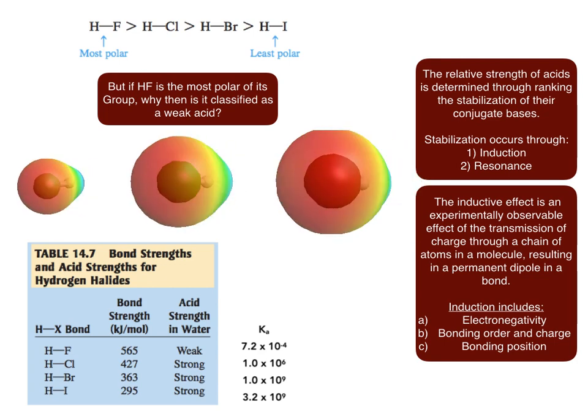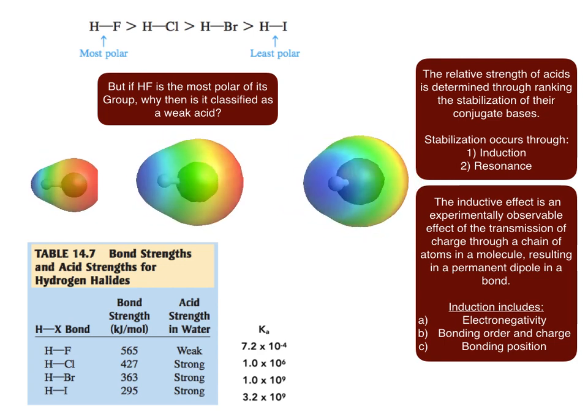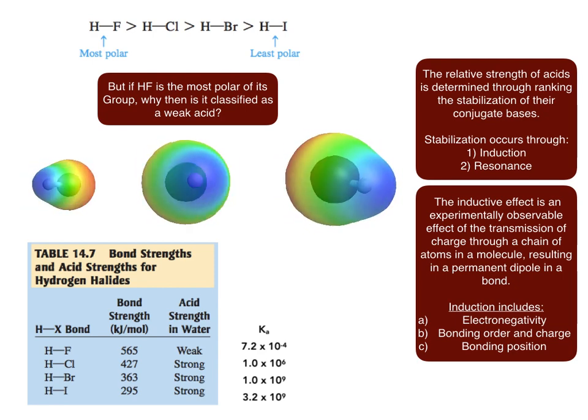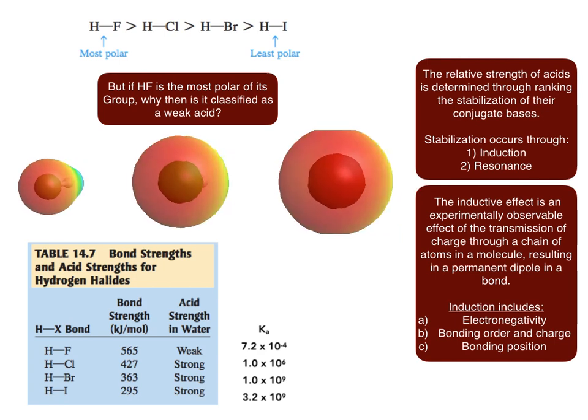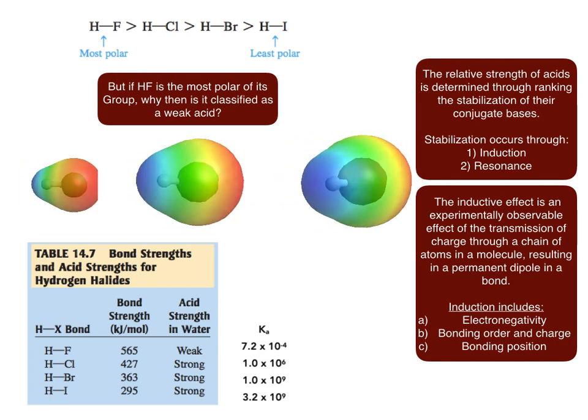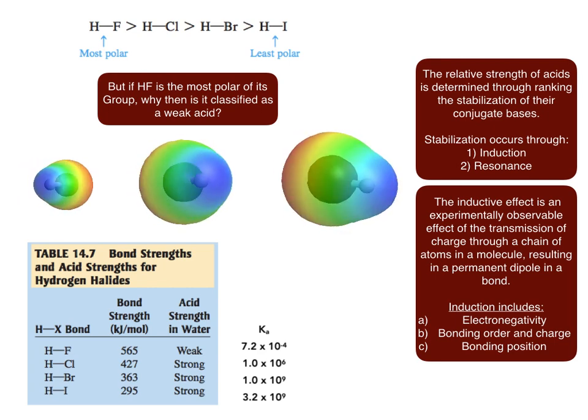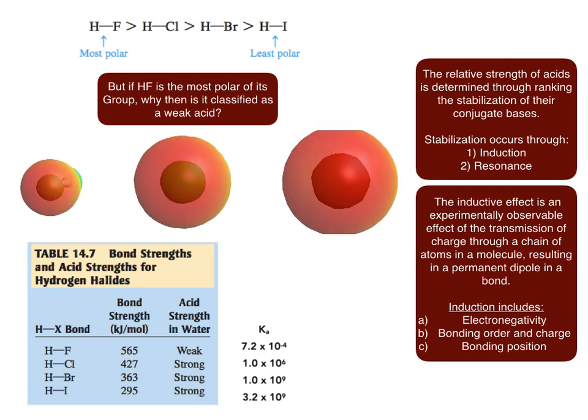I- is the most stable ion produced due to its ion's size. That is, the negative charge is distributed over a larger area. Therefore, of this set, HF is distinctly the weakest acid, and HI the strongest.